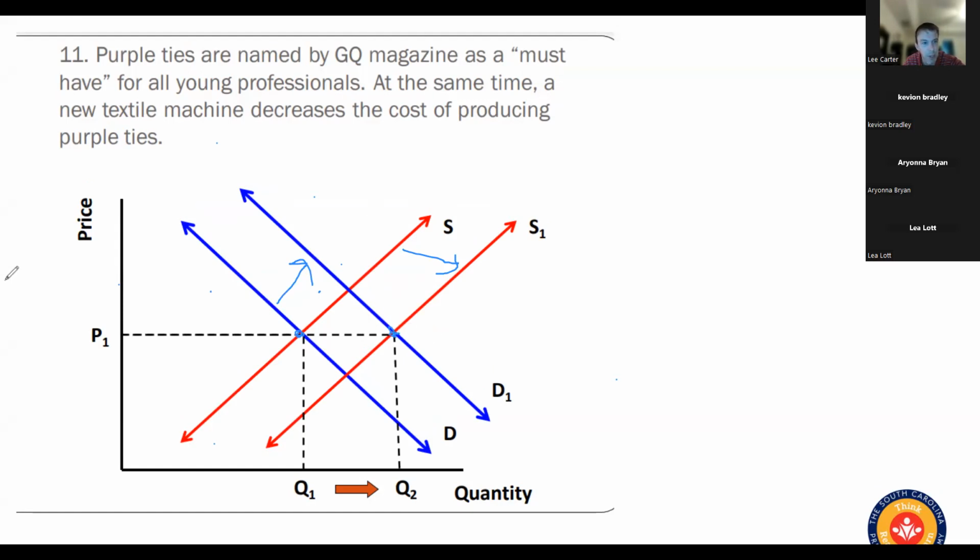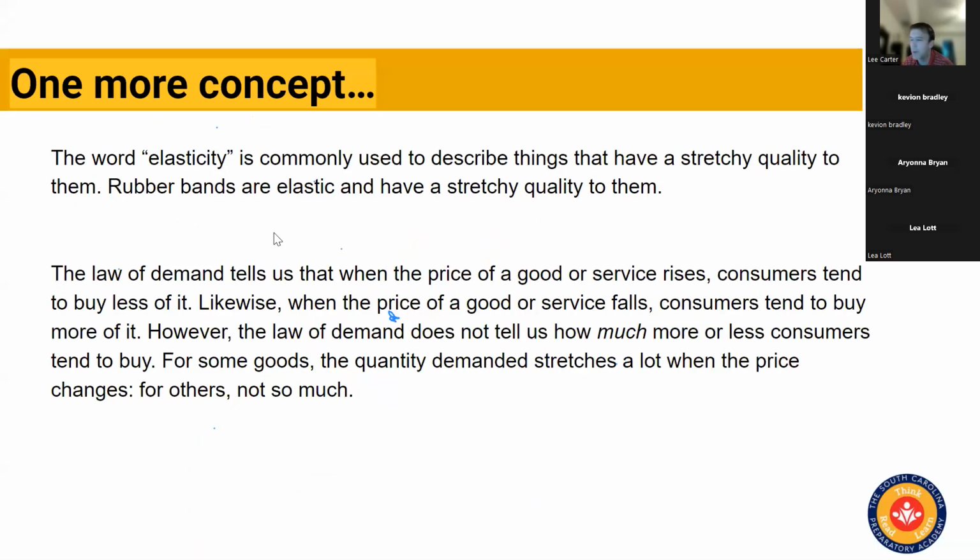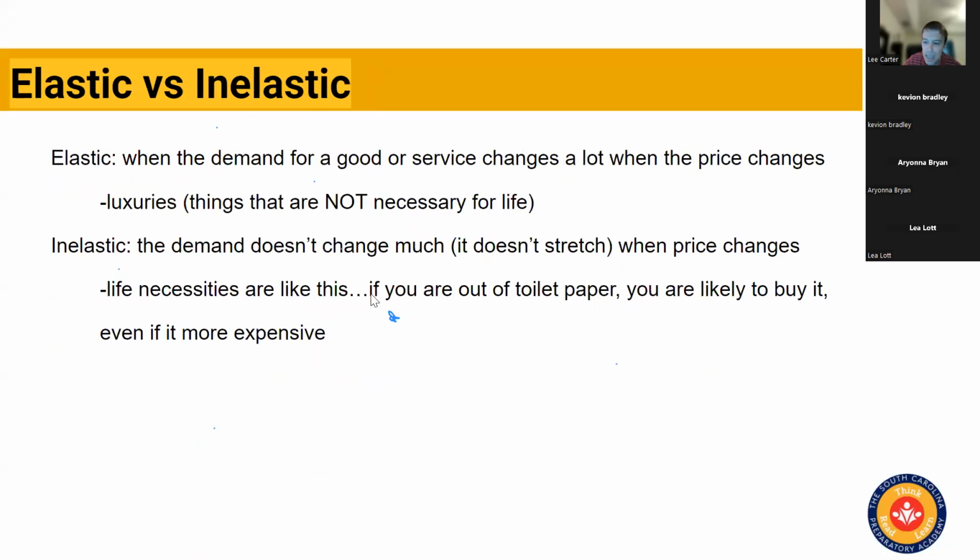Okay, so there's both an increase in supply and demand, so the price actually stays the same there. Okay, all right, so last concept here, and then we'll be done. All right. So the word elastic.